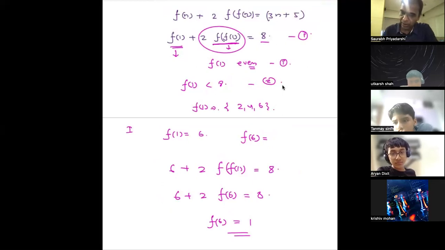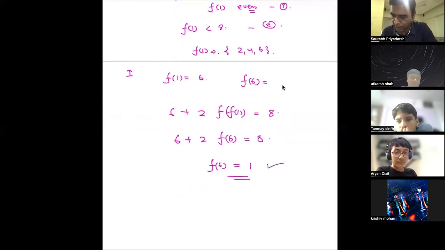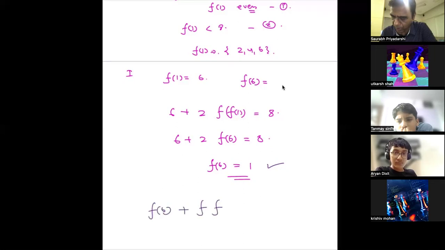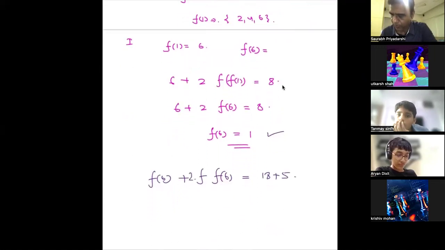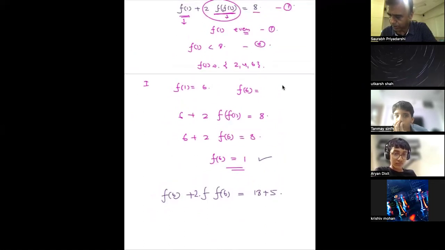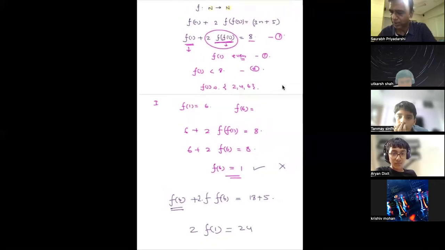So in the original equation, if I put 6, and if our claim is right, then the original equation will take this as f(6) plus twice of f(f(6)) is equal to 18 plus 5. Right. So f(6) is 1, so twice of f(1) is equal to something absurd is coming from this. Right. So this is not true. Are you getting this?